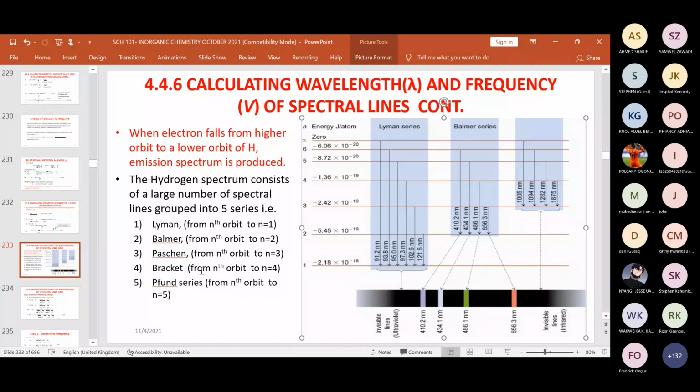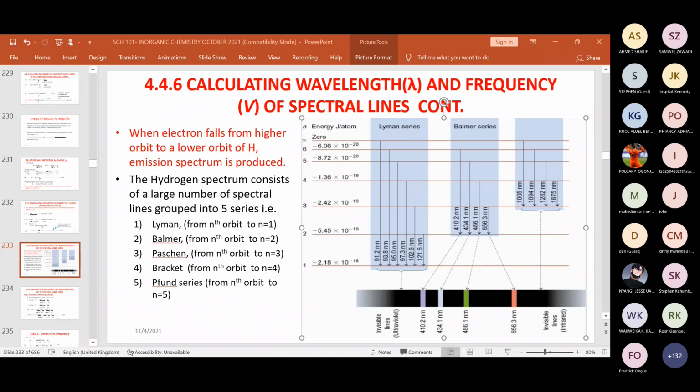If the electron is moving from the higher energy to energy level 3, we call that the Paschen series. And we see they have different wavelengths. In the Paschen series, we move from either 4 to 3, or 5 to 3, or 6 to 3, and so on. What you need to note in doing this is the final energy level where the electron goes.